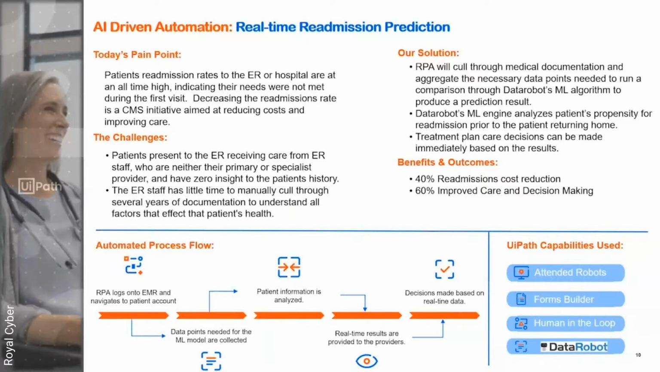The solution includes using RPA to navigate through the electronic medical record and aggregate the patient's health data points that will be compared to Data Robot's machine learning algorithm. Results of the comparison give an indication of how susceptible the patient is to being readmitted. Based on this real-time information, a treatment decision can be made that will benefit the patient. They can be given a protocol based on the results. Measurable outcomes include a 40% reduction in readmission rates and a 60% improvement in patient outcomes. So let's watch this.